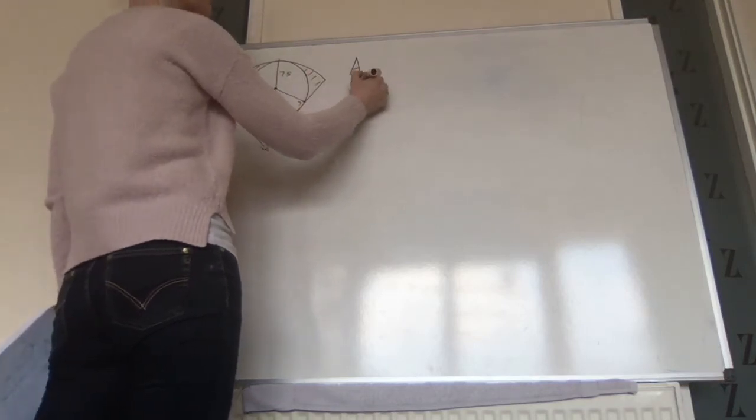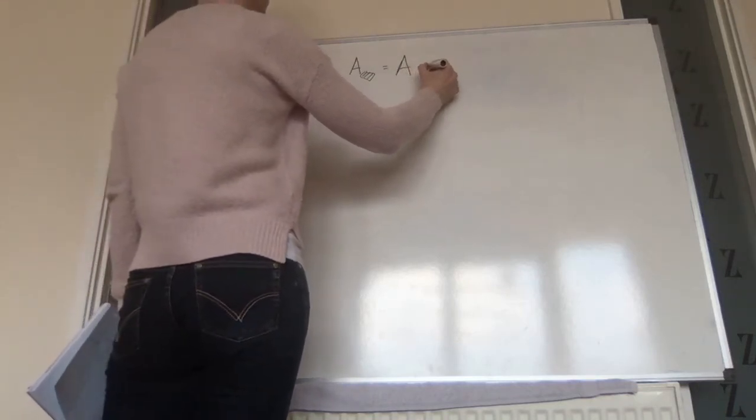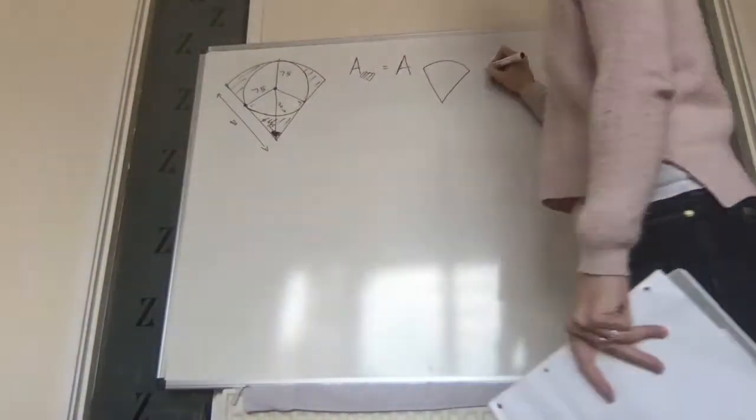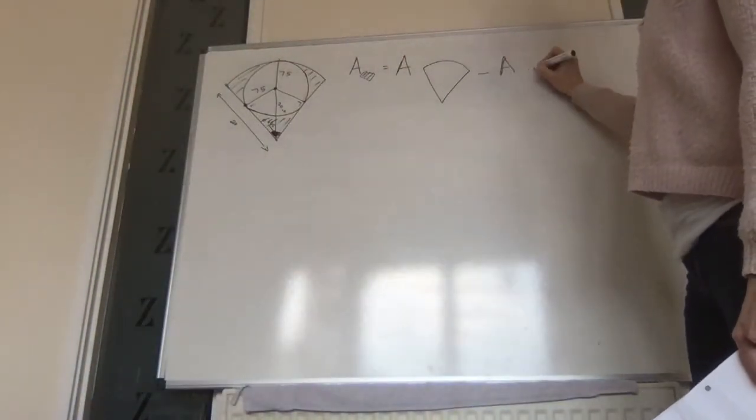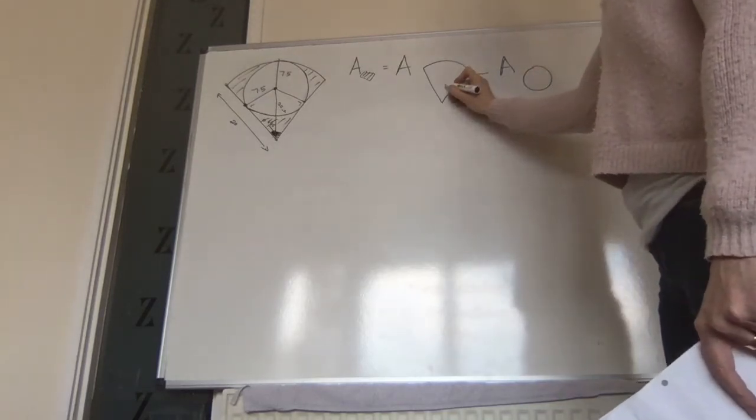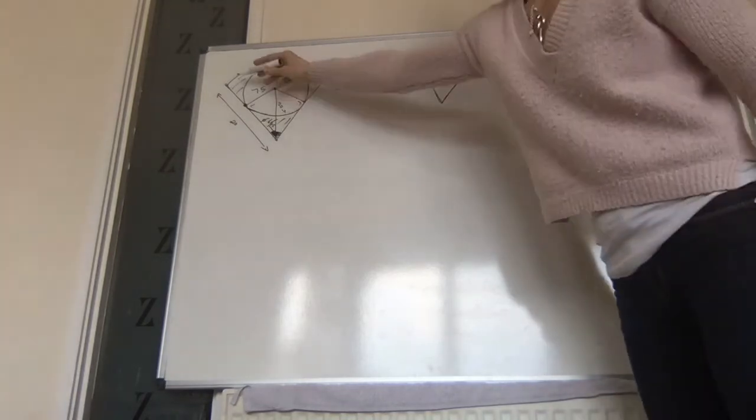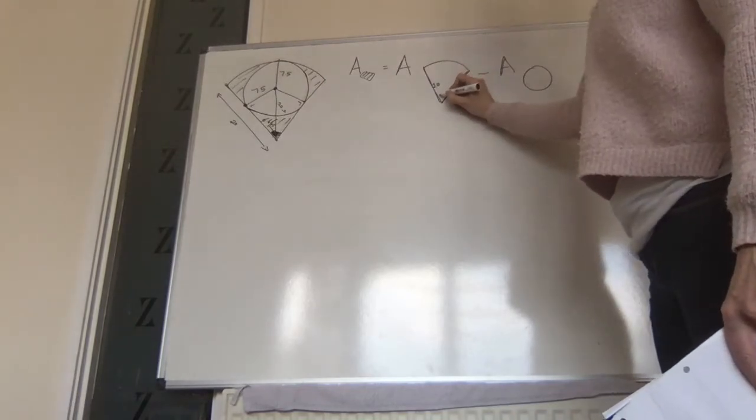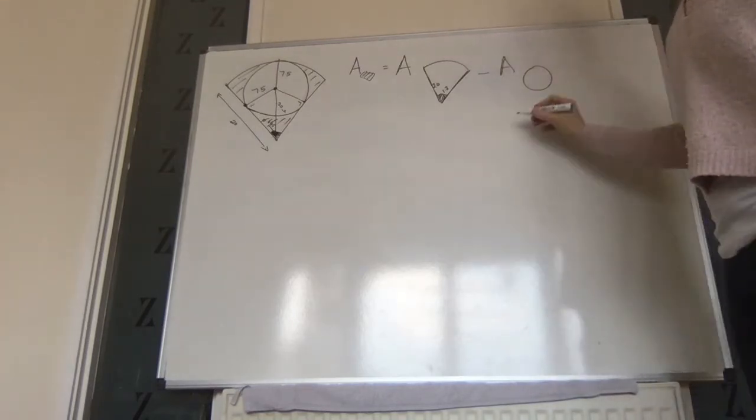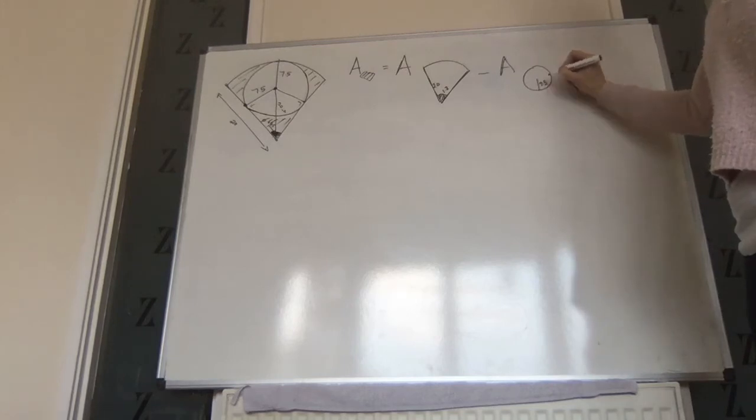The area of the shaded bit is equal to the area of the large sector, minus the area of the circle. Now, that should be very straightforward. The large sector has a radius length of 20, you can see it here, and it has an angle in here of 1.2 radians. The circle has a radius of 7.5.